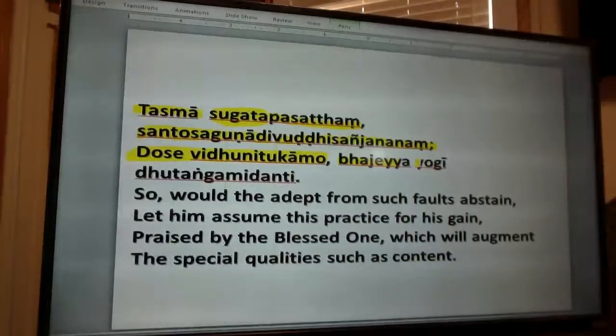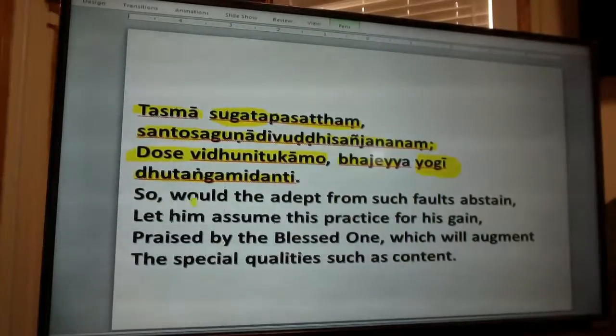So bhojaya yogi dhutangam idhandi. Bhojaya means should be used. Yogi means the person who follows the leftover refusal practice. So dhutanga means he is all the time happy with the practice.